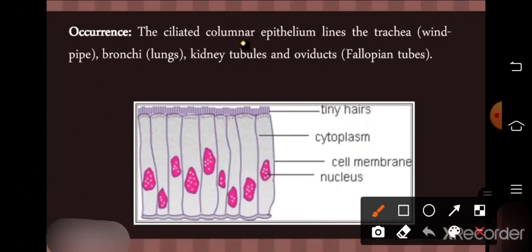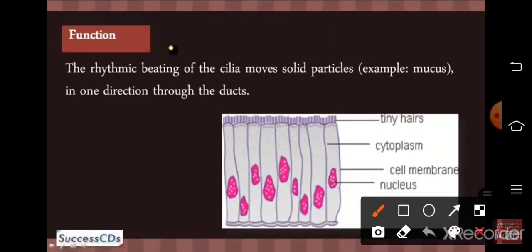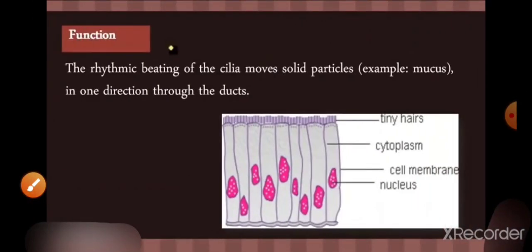Occurrence: it is found in the trachea, windpipe, bronchi, lungs, kidney tubules and oviduct, also called the fallopian tubes. Functions: the rhythmic beating of cilia moves solid particles, for example mucus, in one direction through the ducts. This is the function.